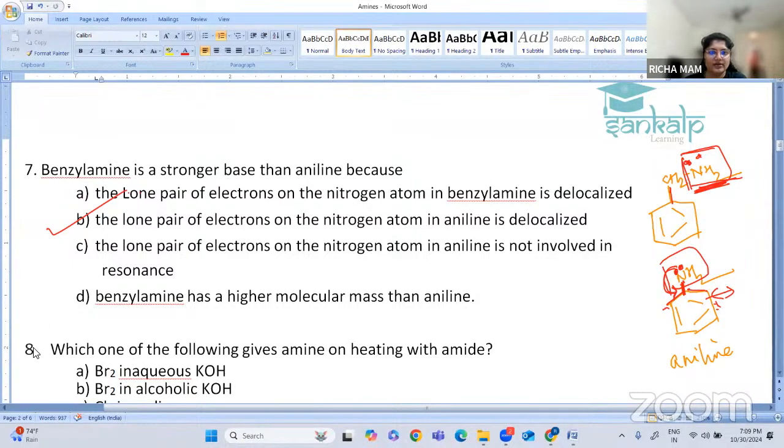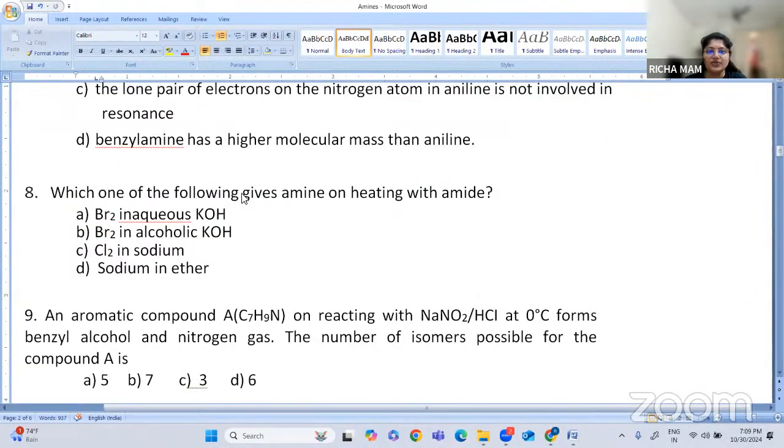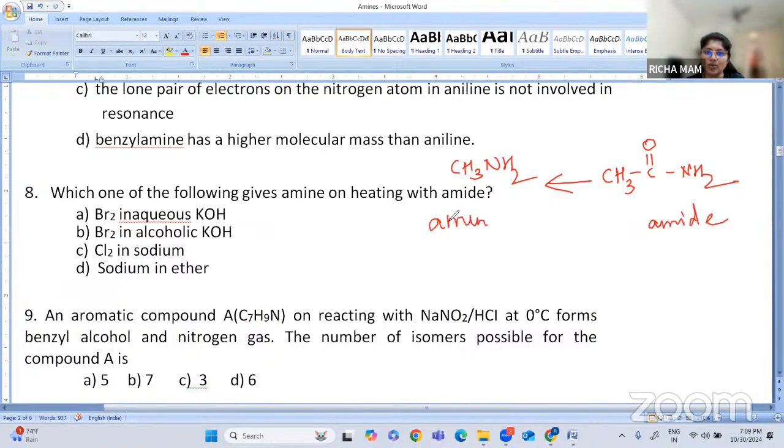Fine. Let us go for the next one. Which one of the following gives amine on heating with amide? We have seen this reaction: CH3, C double bond O, NH2, that is acetamide, and we got amine. So from an amide we got amine. How? When we reacted with bromine in the presence of an alkali. Remember the step?